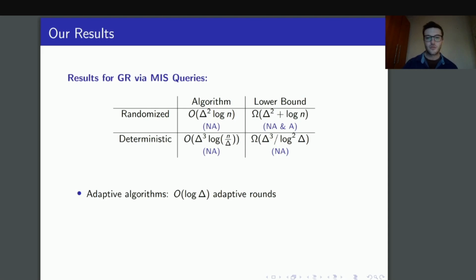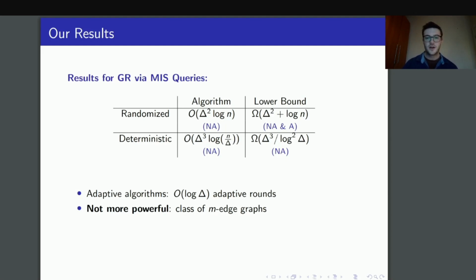This can be seen through our randomized lower bound, omega of delta squared plus log n, which is equivalent to omega of m when parameterizing by n. And so maximal independent set queries in this case are not strictly more powerful than independent set queries on the class of graphs parameterized by n. However, for the class of graphs parameterized by their maximum vertex degree delta, maximal independent set queries are observed to be strictly more powerful than independent set queries.